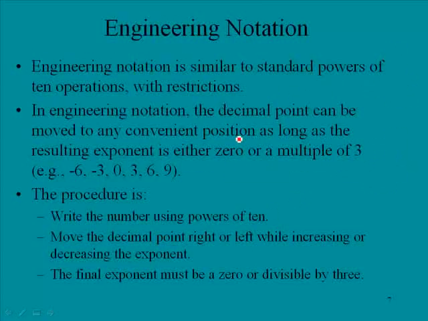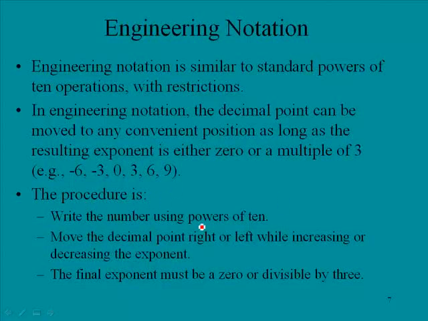Engineering notation is similar to standard powers of 10 operations with restrictions. In engineering notation, the decimal point can be moved to any convenient position as long as the resulting exponent is either 0 or a multiple of 3. And so here you see some examples: minus 6, minus 3, 0, 3, 6, and 9, could be 12, 15, etc.